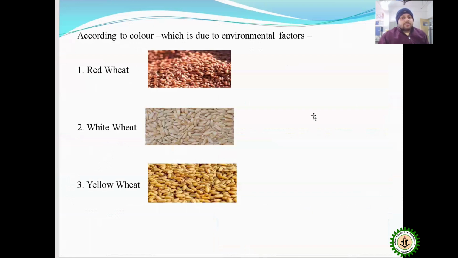Next, according to color, there are three different types: red wheat, white wheat, and yellow wheat. These are the different types according to color, and it is due to different environmental factors.